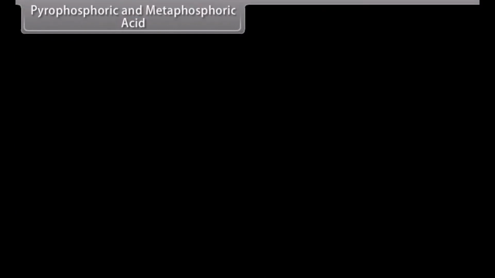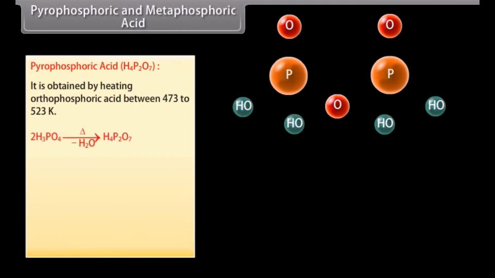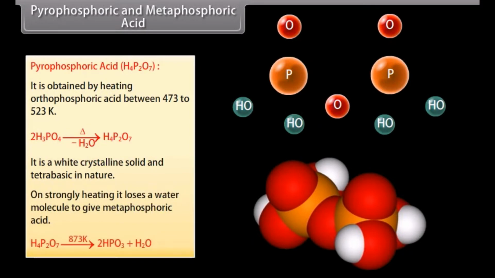Pyrophosphoric and metaphosphoric acid. Pyrophosphoric acid is obtained by heating orthophosphoric acid between 473 and 523 Kelvin. It is a white crystalline solid and tetrabasic in nature. On strongly heating it, it loses a water molecule to give metaphosphoric acid.